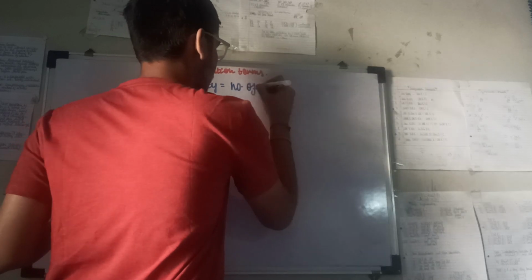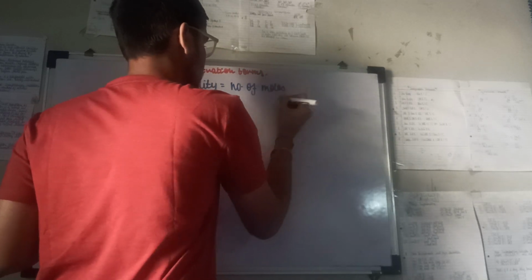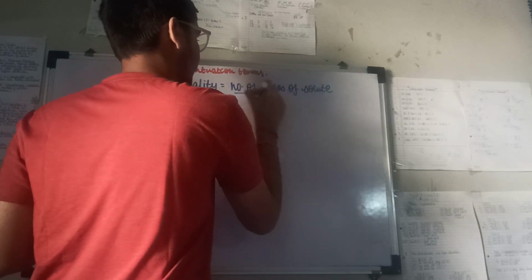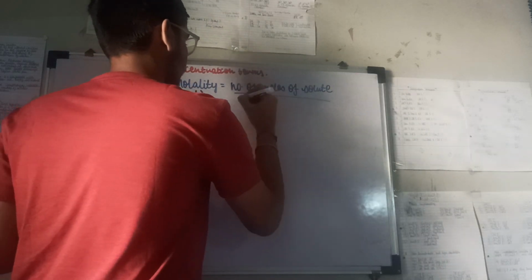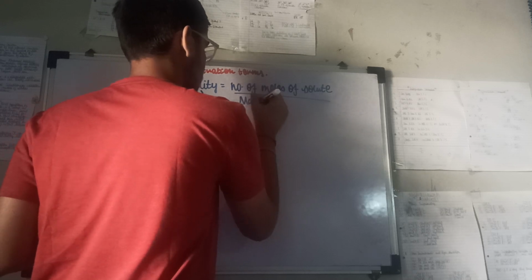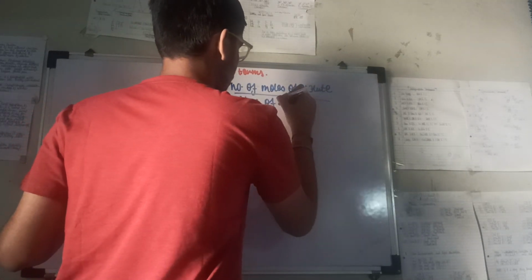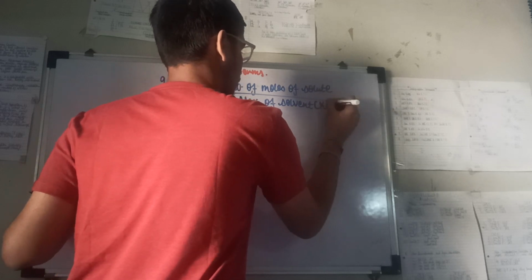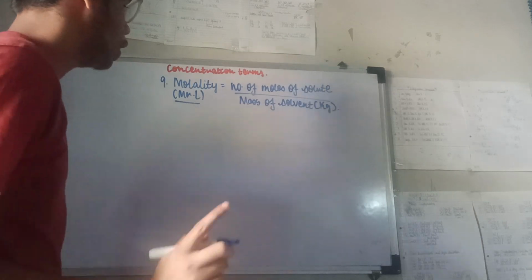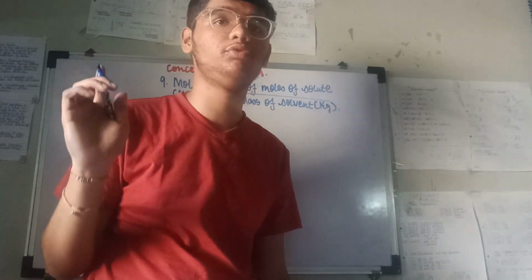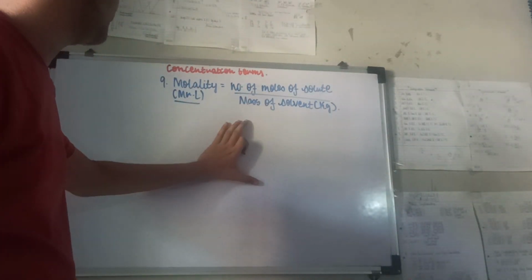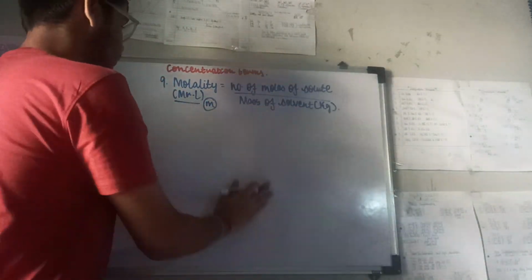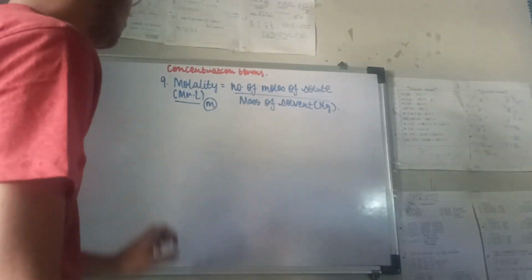So let's see the formula. Number of moles of solute by mass of solvent in kgs we have to take. Mass of solvent in kgs we have to take. So by that we will get small m, that is molality. Simple formula of molality.